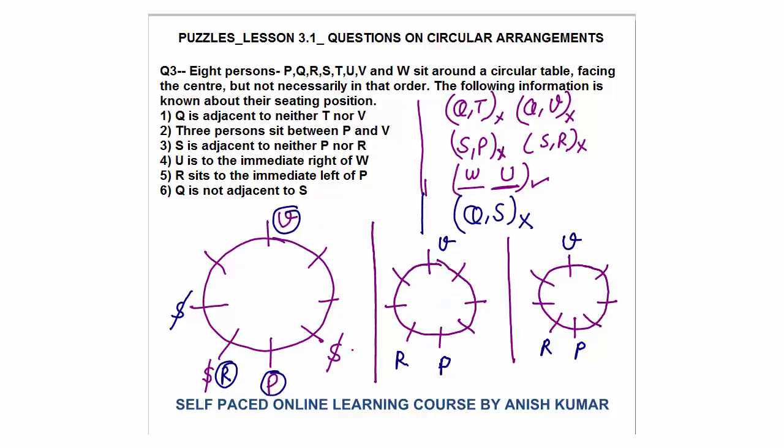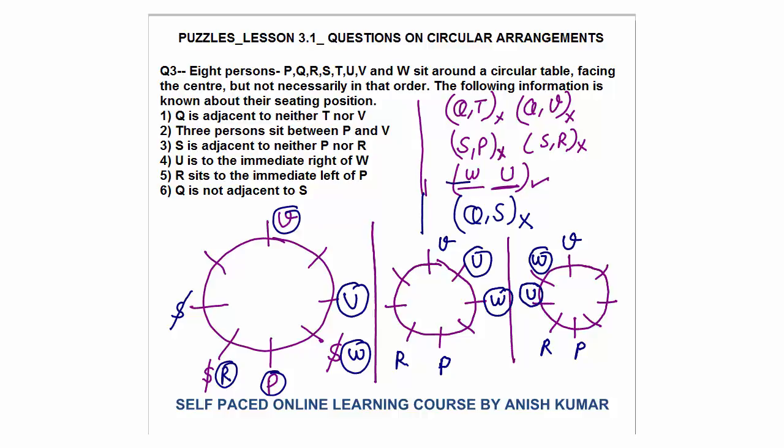Now W and U are together. So in the first diagram, making this W, this is U. U is to the immediate right of W. This is one possibility. Second, W can come here also, so W here would be U. And third possibility is this. This is W and this is U. This is U for union. So these are only three possibilities that exist.